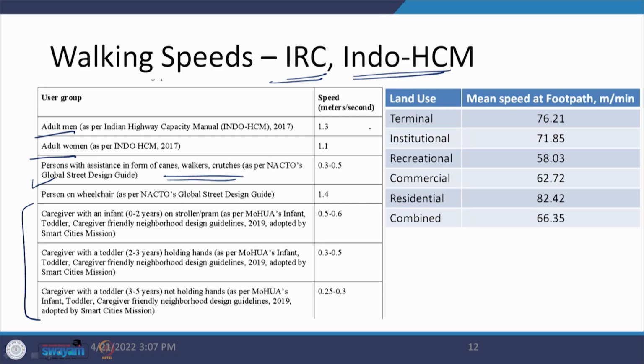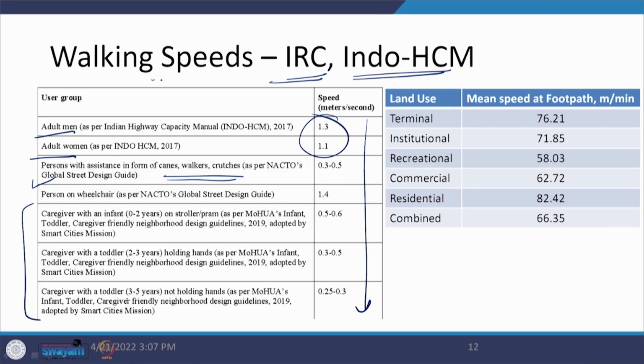So, what we found is that as the type of restrictions increases, the walking speeds are also going to reduce. We can have a value of something like 1.2 meters per second if we are looking at the adult population, man and woman together. But in the case of those people who are having toddlers of 0 to 2 years, or 2 to 3, or 3 to 5 years, we found it is in the range of 0.25 to 0.6 meters per second.